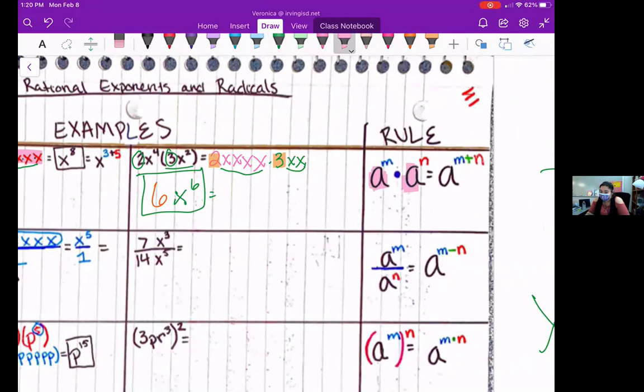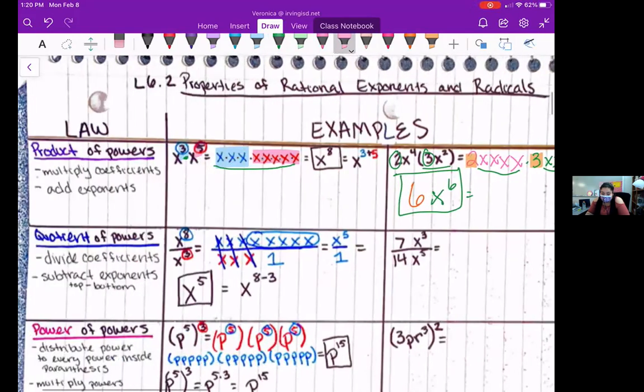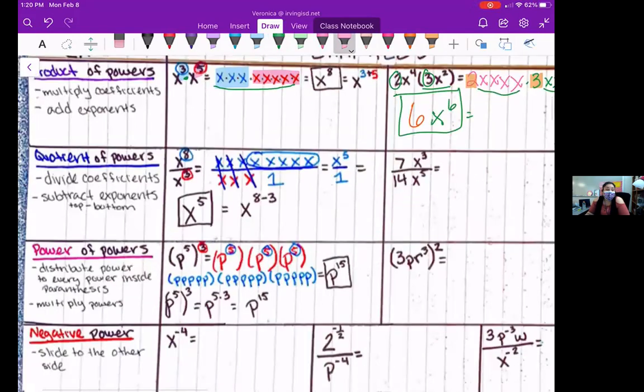They're different. Okay, so next one would be quotient of powers. So quotient means that that's the result of what you get when you divide, right? So to me, quotient of powers is probably one of the easier ones because you know when you're dividing, you're going to see a fraction, right?